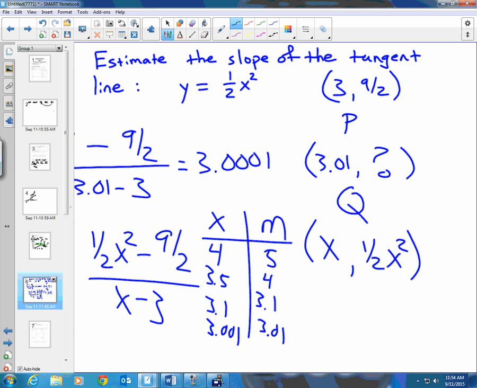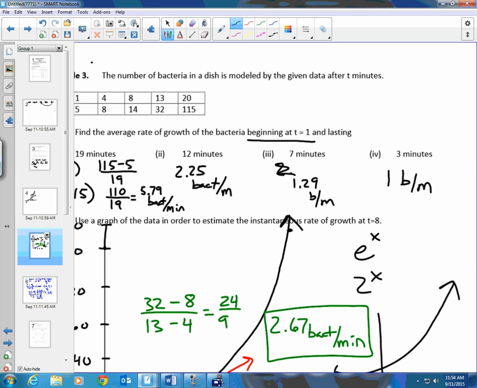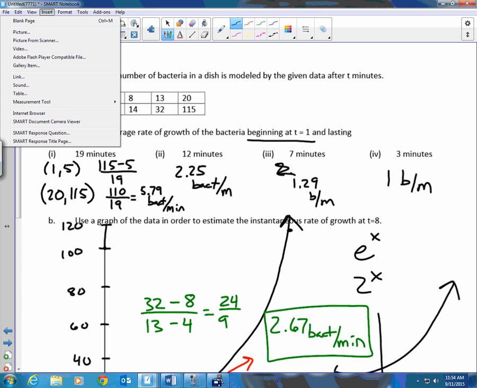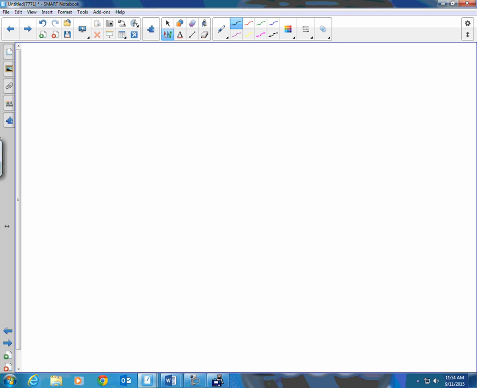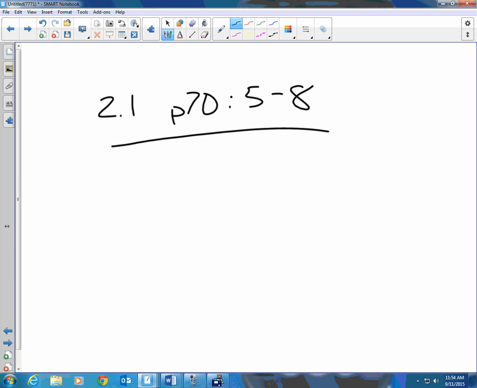Okay, so we just did a checkpoint. Those who are watching, no big deal. You don't have to do it. The assignment is going to be 2.1, page 70, and do numbers 5 through 8. Okay, we just did a checkpoint, so you're good to go.